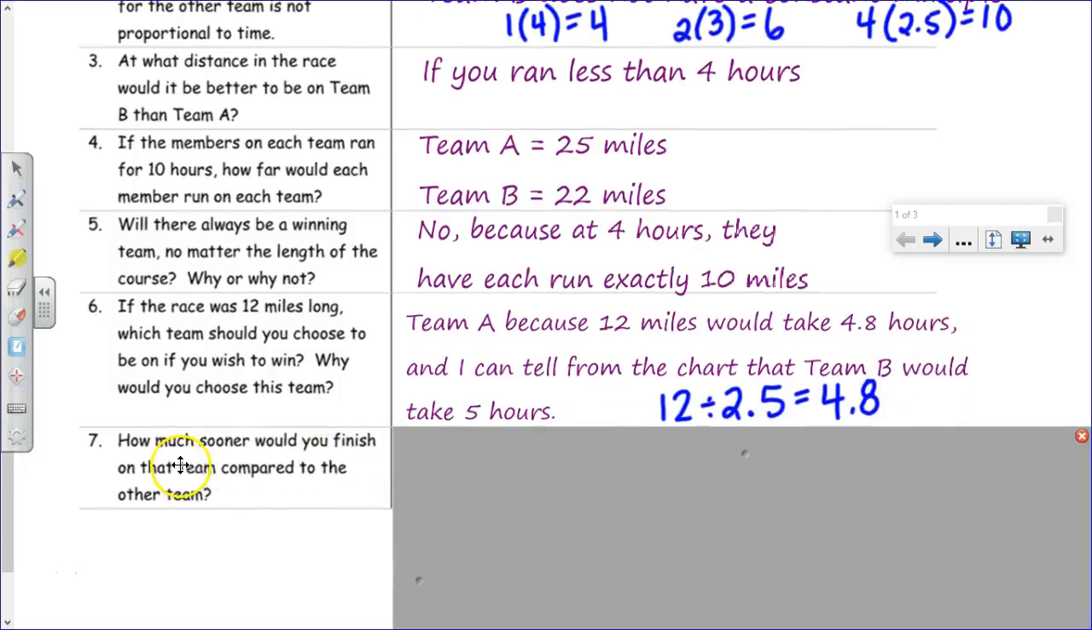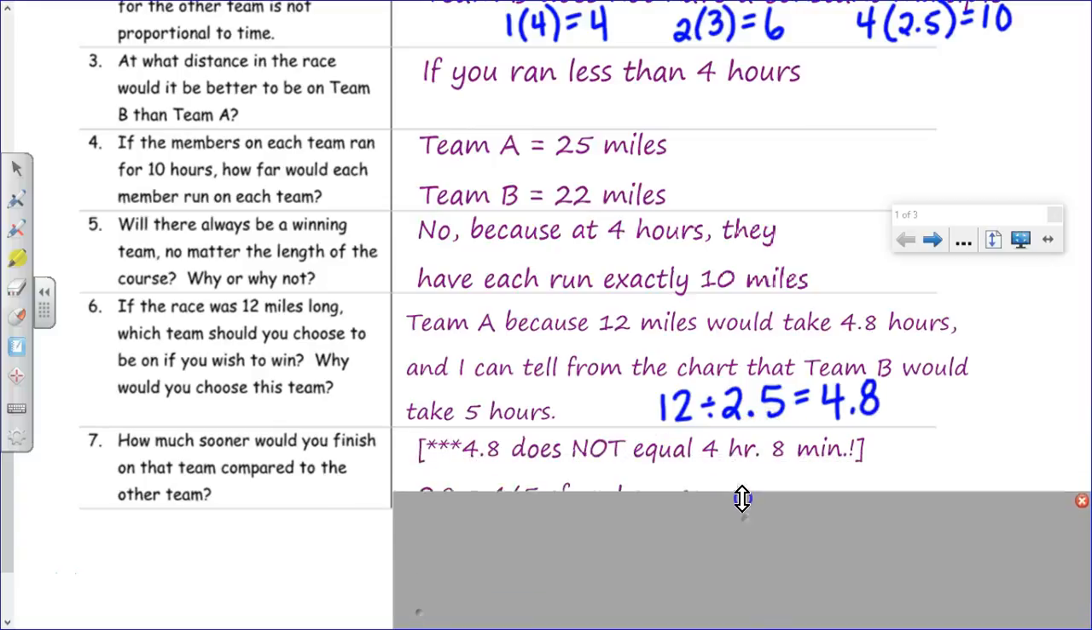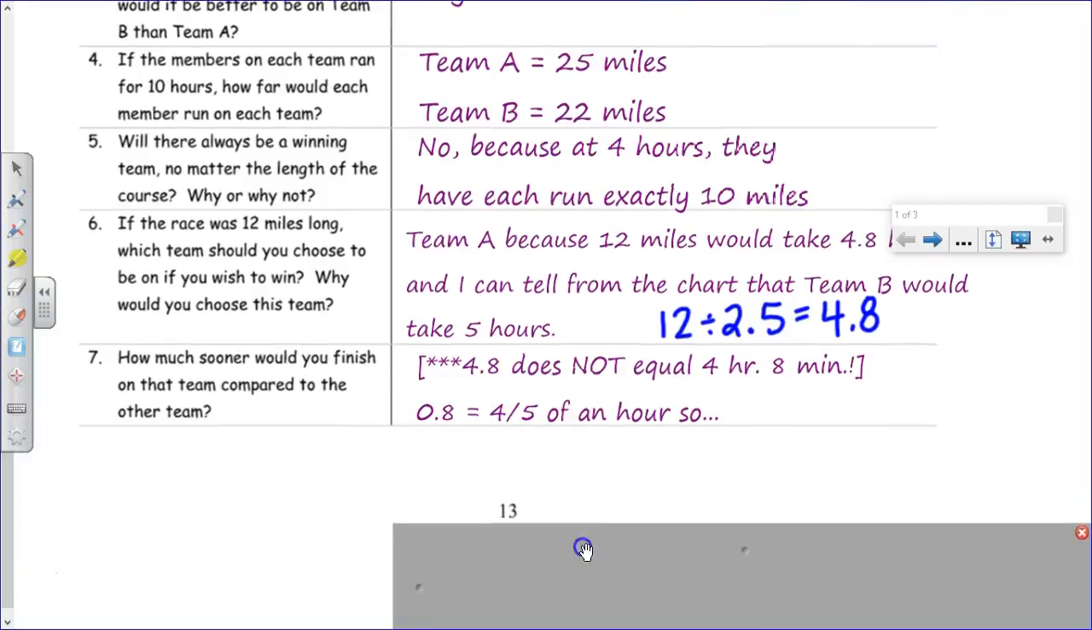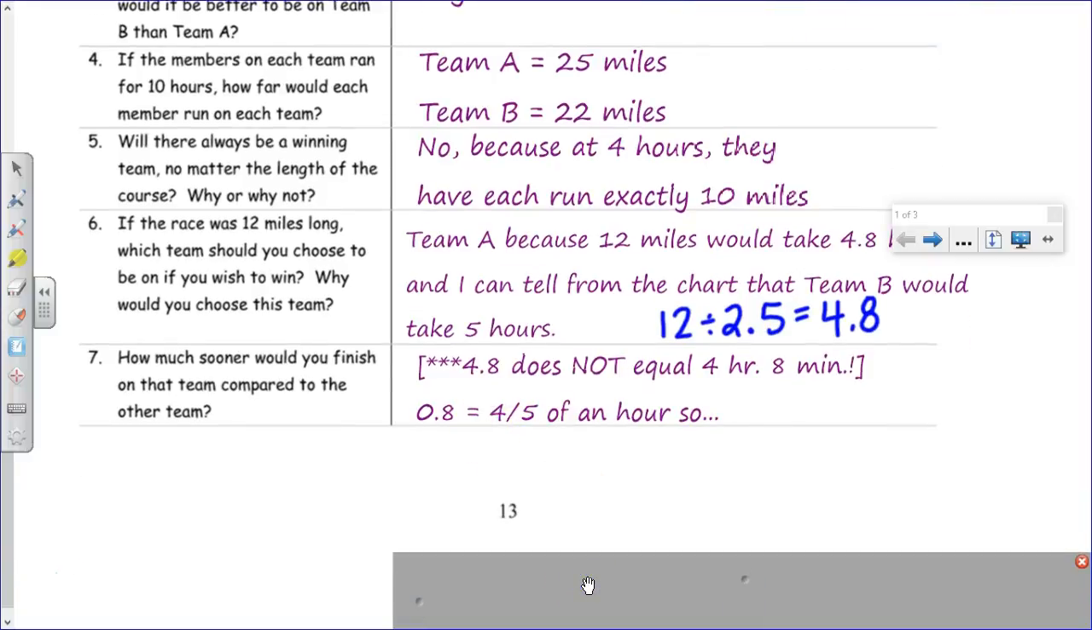Okay, so how much sooner would you finish on that team compared to the other? So 4.8, that is not 4 hours and 8 minutes. It's not 4 hours and 80 minutes. A lot of times kids see 4.8 and they think that the 8 has to do with the minutes. 0.8 is a part of an hour. It's 8/10 of an hour. Okay? It's 8/10 of an hour. So you can write it actually 2 ways. I'm going to show you both ways so you can see how this works. You can write it as 8/10. The way you say it, 8/10, is how you write it, 8/10.